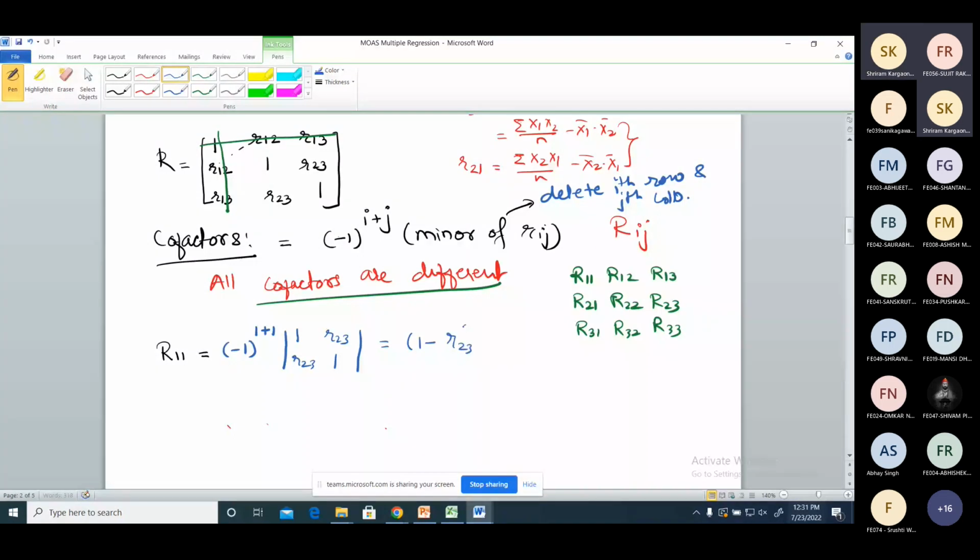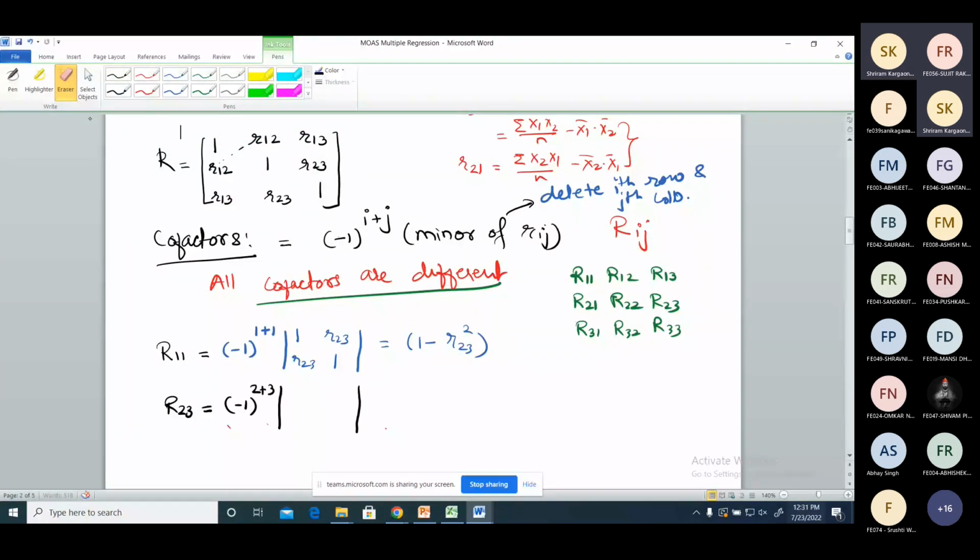Similarly, you can get R23. I'm taking it randomly. It is minus 1 to the power 2 plus 3 times the minor of Rij, which you have to calculate. For this you need to delete the second row and third column.